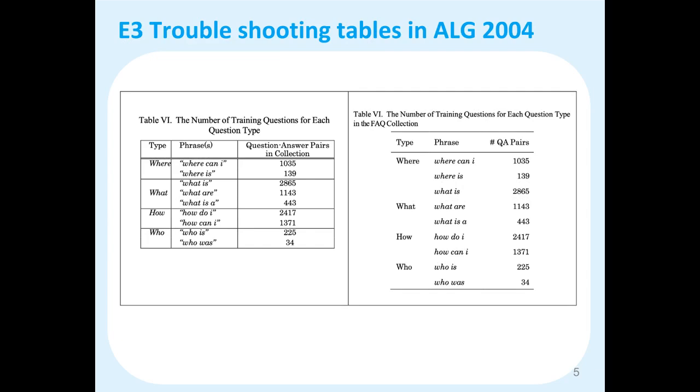Let's see the practical application of Tufte's rule in troubleshooting our ALG paper. I must admit that although I often use ALG as our model paper, there is some room for improvement in its charts and figures. Look at the two tables on the slide, both showing Table 6, the number of training questions for each question type.